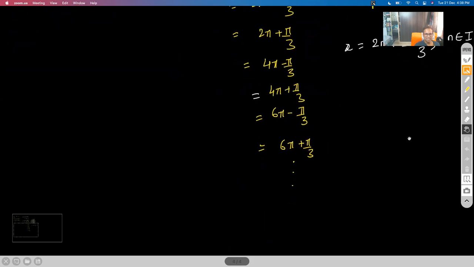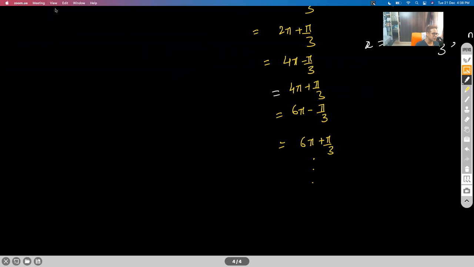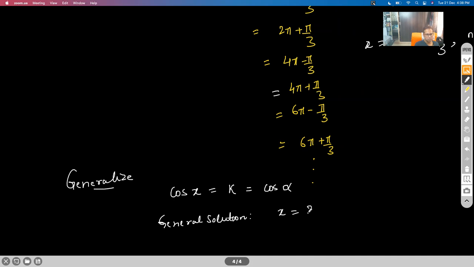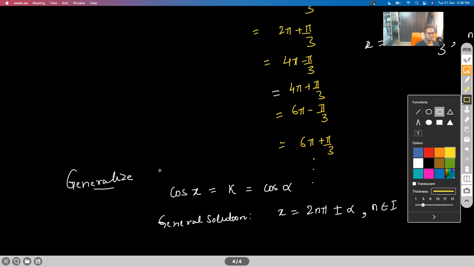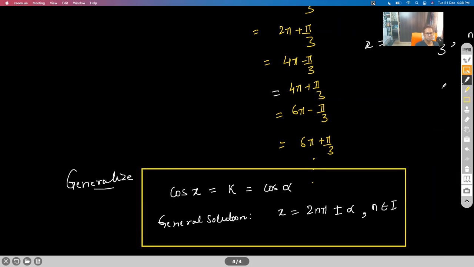Okay. So now I will save your and my time and let us generalize it straight away after one example only. If anybody gives you cos x, or cos of any variable, equal to some k, where that k could be written as cos of some known angle alpha, then the general solution is given by x equal to 2n pi plus minus alpha, n being integer. Please make a note of this. Is it fine? Any questions, any concerns?